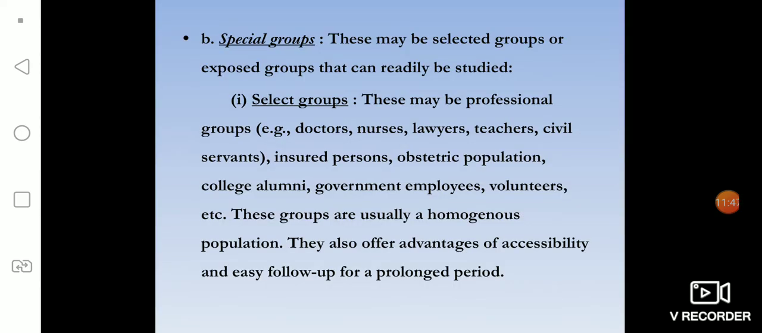Special groups. These may be selected groups or exposed groups that are readily available for the study. Now, select groups, how is this? For example, professional groups like doctors, nurses, or medical staff, advocates, teachers, or government employees, or a particular college alumni. All these are selected people. There is an advantage of these selected groups.